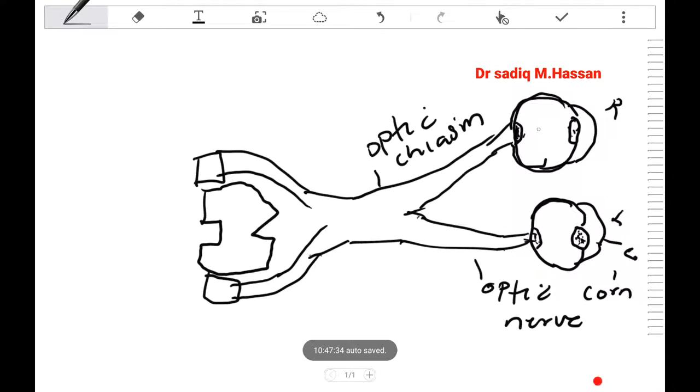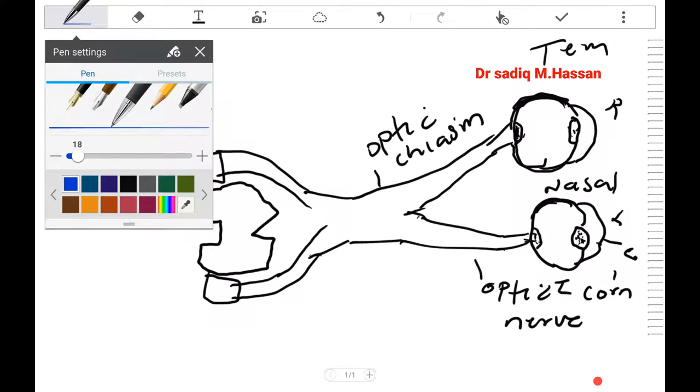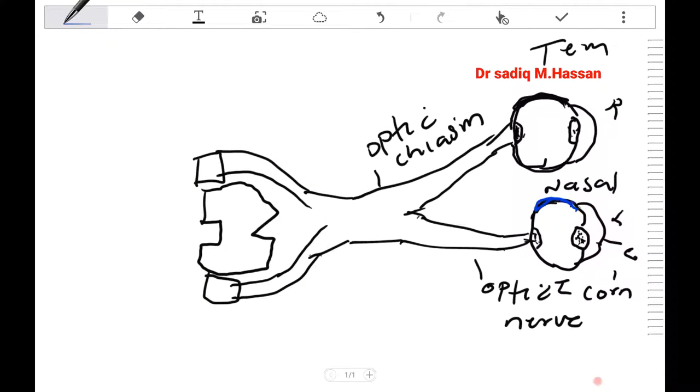So the nerve goes into the nerve. Here is the temporal lobe. This is the temporal side, and this is the nasal side. So the fibers coming from the nasal side go and cross the optic chiasm and go the other way. The fibers that come from the nasal side cross to both sides.